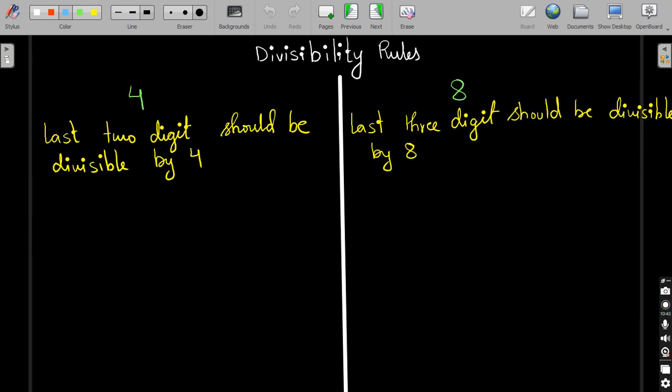Divisibility rule of 4. Now what is the condition? For 4 and 8, again there is a pattern. The last two digits should be divisible by 4. So what is the pattern? The last two digits I will check. And what is the divisibility rule of 8? The last three digits should be divisible by 8. There are two conditions. In the first condition, the divisibility rule of 4 is that the last two digits should be divisible by 4, and for 8 the last three digits should be divisible by 8.